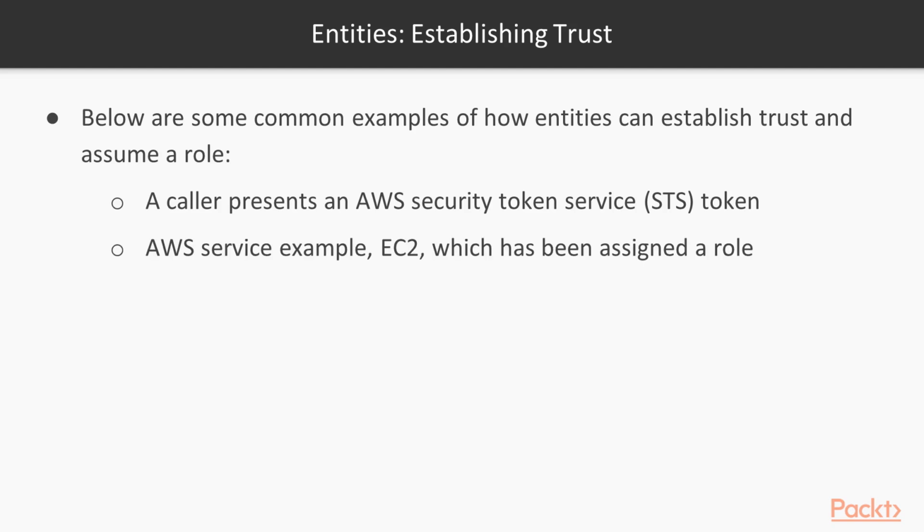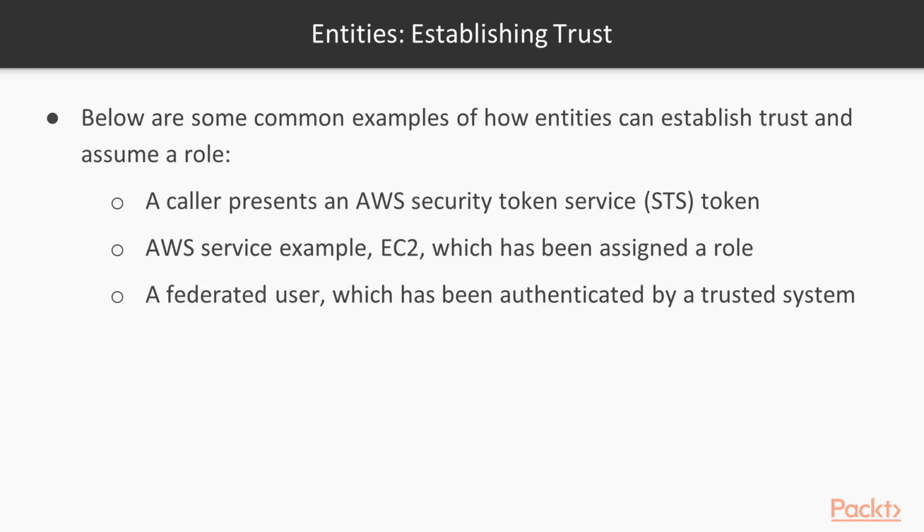The second example is an AWS service. For example, if an EC2 instance is created with a particular IAM role, that EC2 instance can then assume that role. The third example is a federated user. A federated user is someone who has been authenticated by an external system which is trusted.